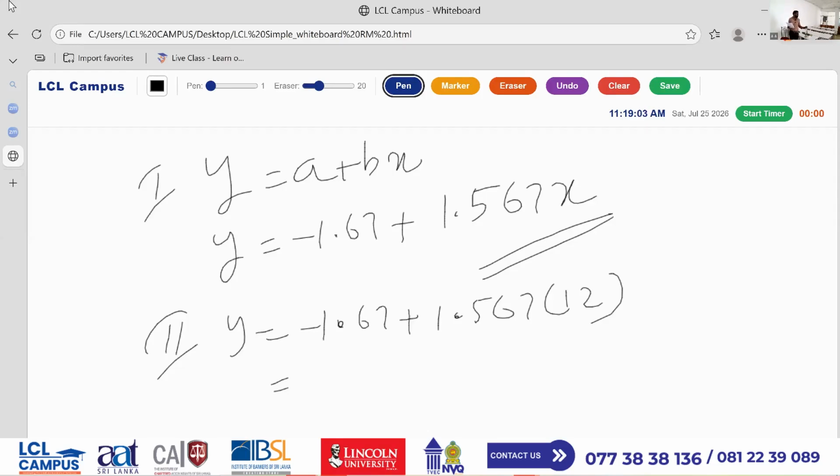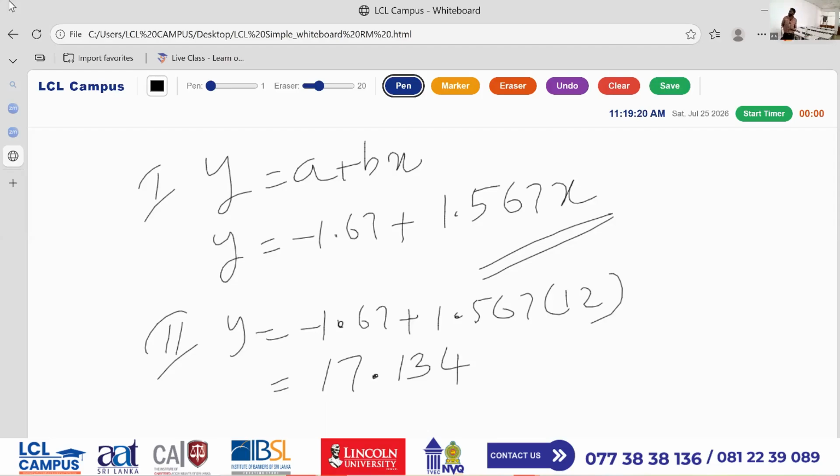What is the answer? 17.13. Yeah, you only told me... you took these as minus, right? This one goes with minus at the start. Right. Then the answer is this one or not?